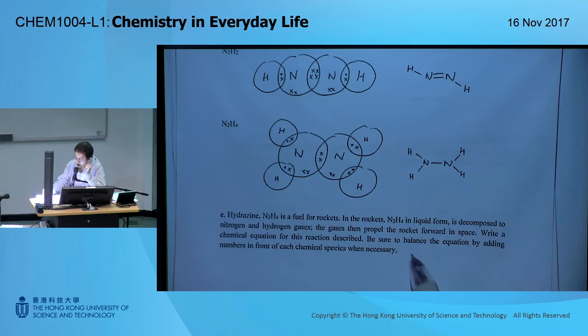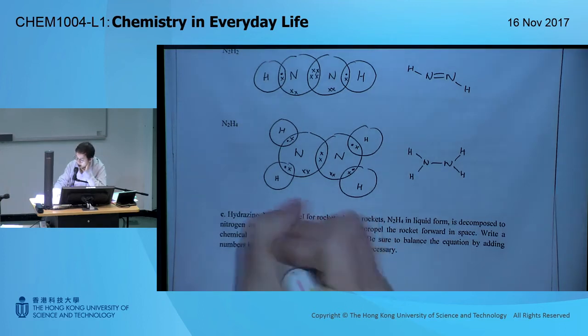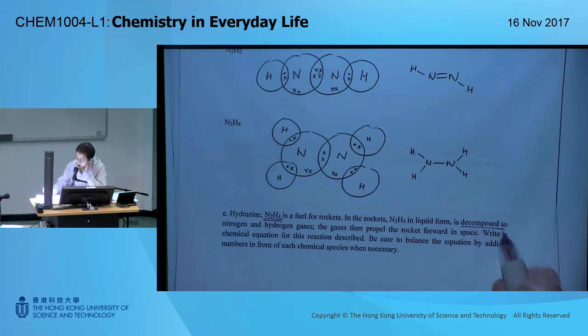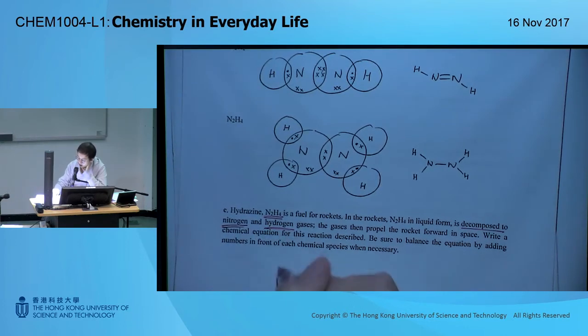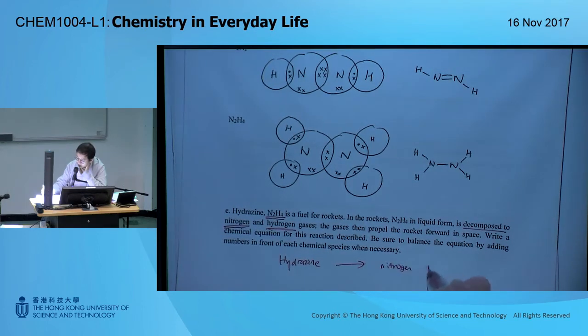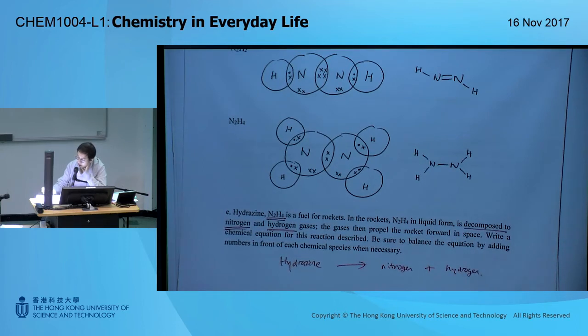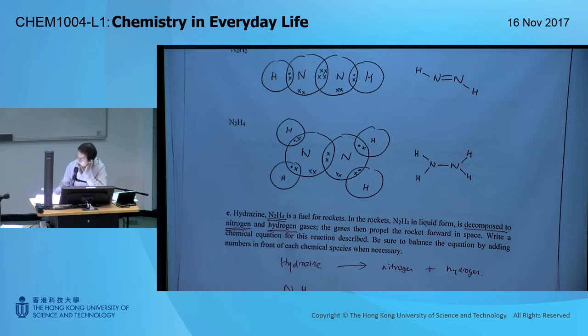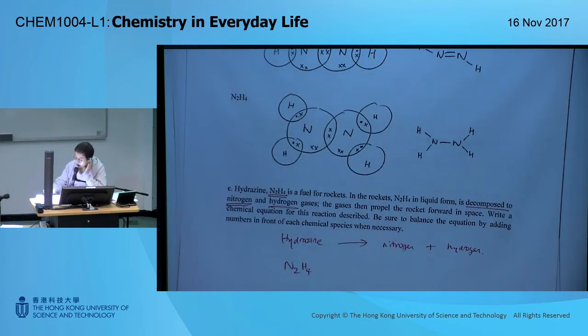Okay, so we have to write an equation to express this reaction. Be sure to balance the equation by adding numbers in front of the chemical species. So this is to use the information given in words and transform it into an equation, a practice for doing that. You have to read the question carefully, then you can see that it's hydrazine itself that decomposes into nitrogen and hydrogen. So we need the formula for all these. Hydrazine is N2H4 as given in the question. Nitrogen gas is N2, not N. Hydrogen gas is H2. Okay.